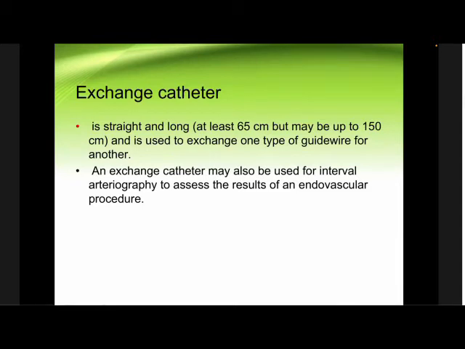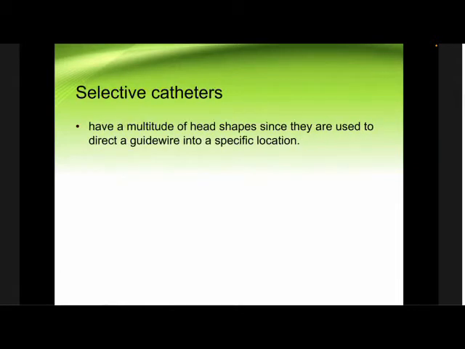Whereas the exchange catheter is usually a straight and long catheter, maybe of length 65 to 150 centimeters, and it is usually used to exchange one type of guide wire for another. It is also used in interventional arteriography to assess the result of an endovascular procedure. The selective catheters have different kinds of head shapes, which are used to direct a guide wire into a specific location.